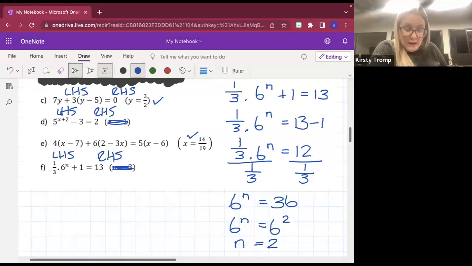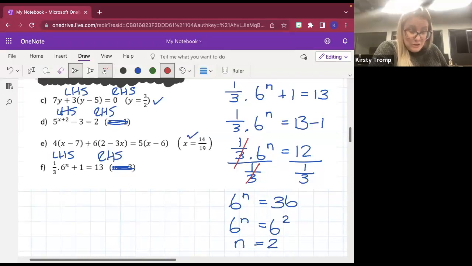So let's go through it one last time. The first thing I did was take my 1 across to the other side. When I took my 1 across, it became negative. So 13 minus 1 gave me 12. My sum was saying 1 over 3 times 6 to the n equals 12. If I want to get rid of 1 over 3, I need to divide by 1 over 3. So I divided by 1 over 3 on this side, and that cancelled each other out. On the other side, I say 12 divided by 1 over 3, and on my calculator that gives me 36.